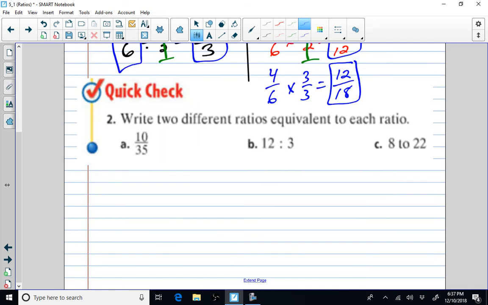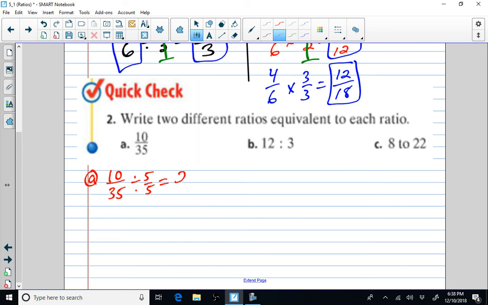Okay, let's try some more examples. I'm going to write two different ratios equivalent to each one. I'm going to use division and I'm going to use multiplication. If I'm starting with example A, 10/35, I'm going to start with division. Well, what can I divide both 10 and 35 by? Well, I see they end in 0 and 5, so I know that I can divide by 5/5, which is another way of writing 1.